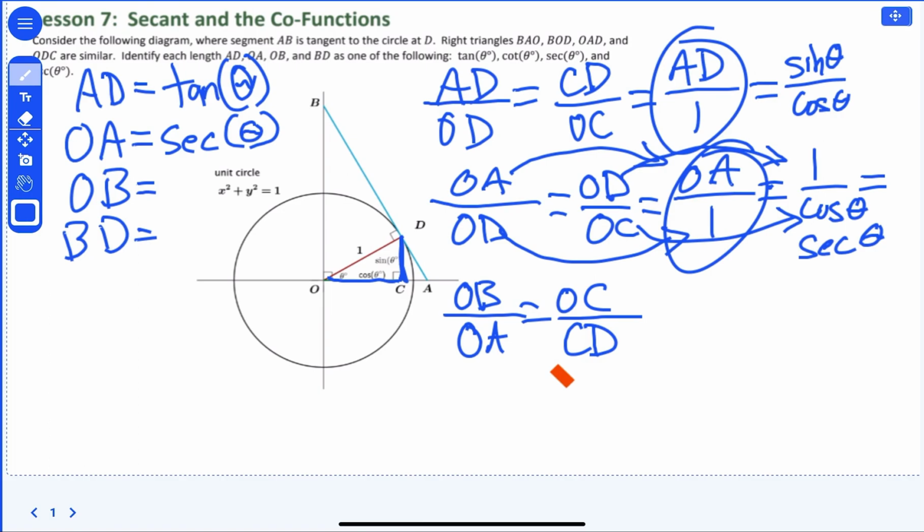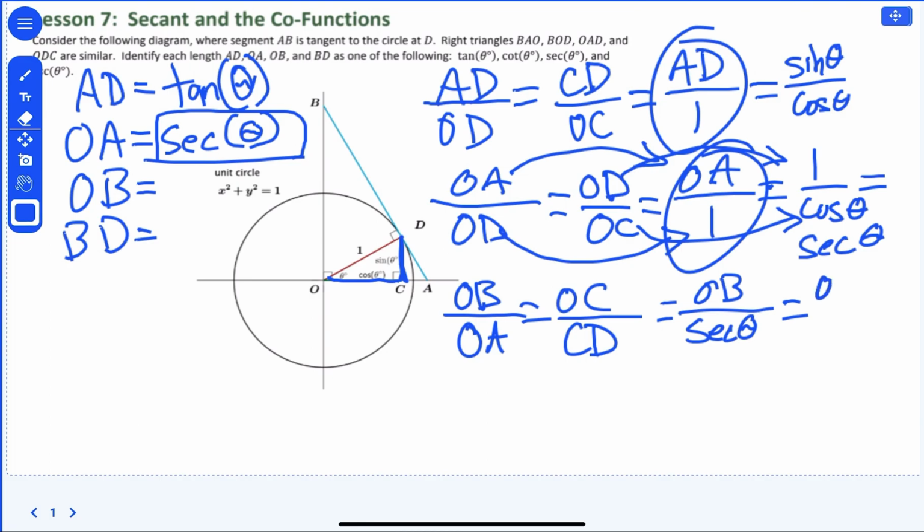Now, once we're done with that, we say, what do we know? All we know right now is OB. So let's start with OB. We don't know OB, but OB is equal to OA, and we know what OA is. OA is the secant of theta. We've already established that. Secant of theta. It's right here. Now, we would say, what is that equal to with OC and CD? Well, OC is the cosine of theta, and this is the sine of theta.